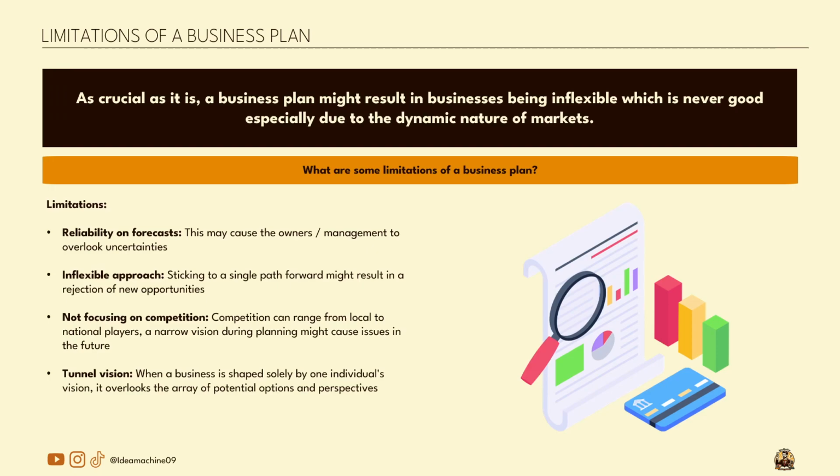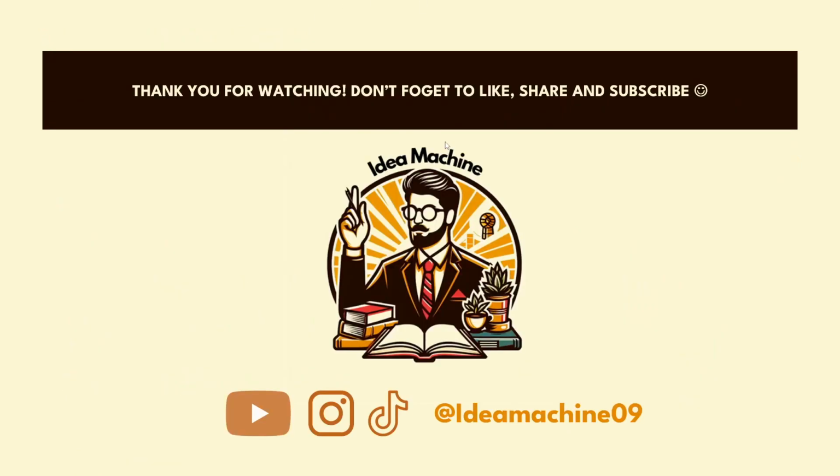And the last thing is tunnel vision. Very similar to inflexible approach, but the idea is that you are solely shaped by one person's vision. Let's say the entrepreneur coming up with a product idea thinks that this is a problem and this is how I'm going to solve it, and this is the only way to do it. But someone else comes up and is like, no, there's a better way to do it. But this person will never trust them because they think their idea is the best, because that's a certain ego complex that comes in between, and that overlooks the different array of potentials for your product and for different perspectives in the market. So these are some limitations of a business plan.